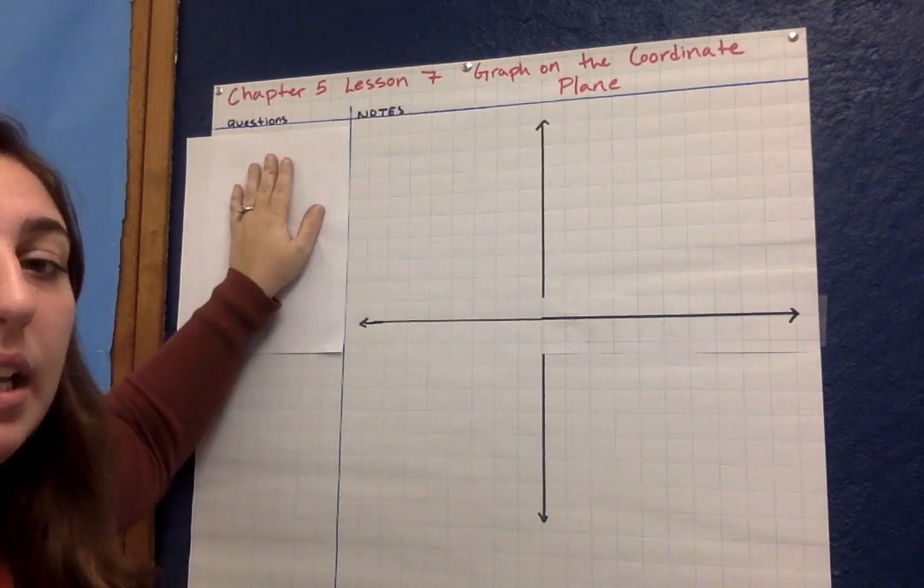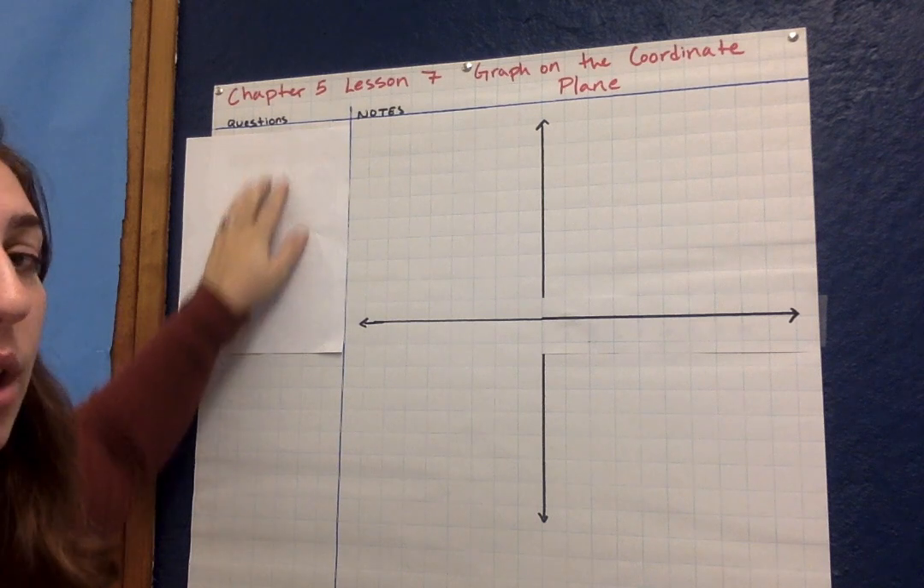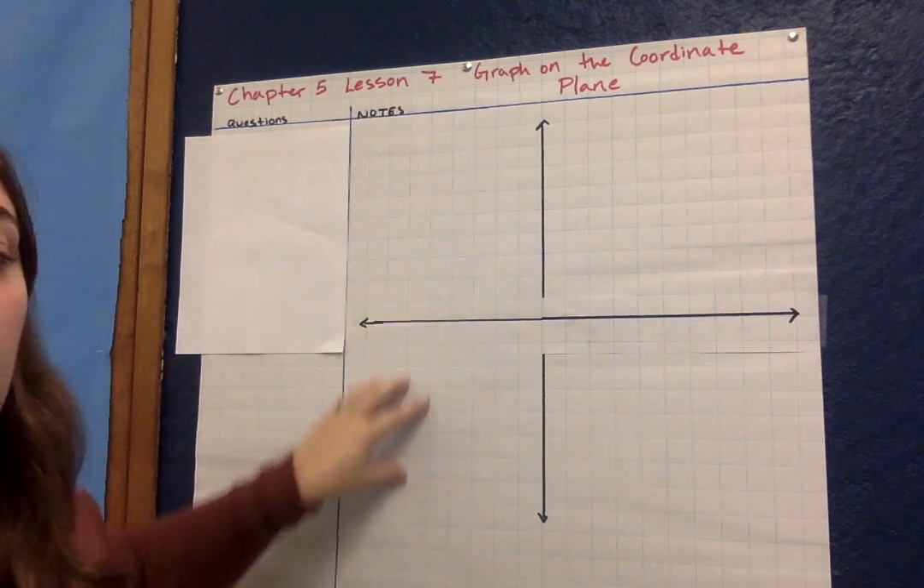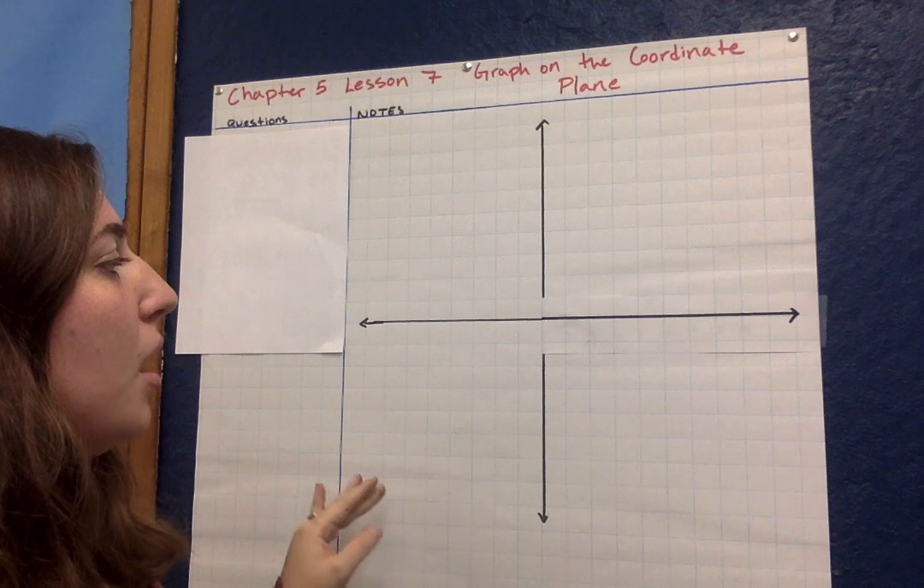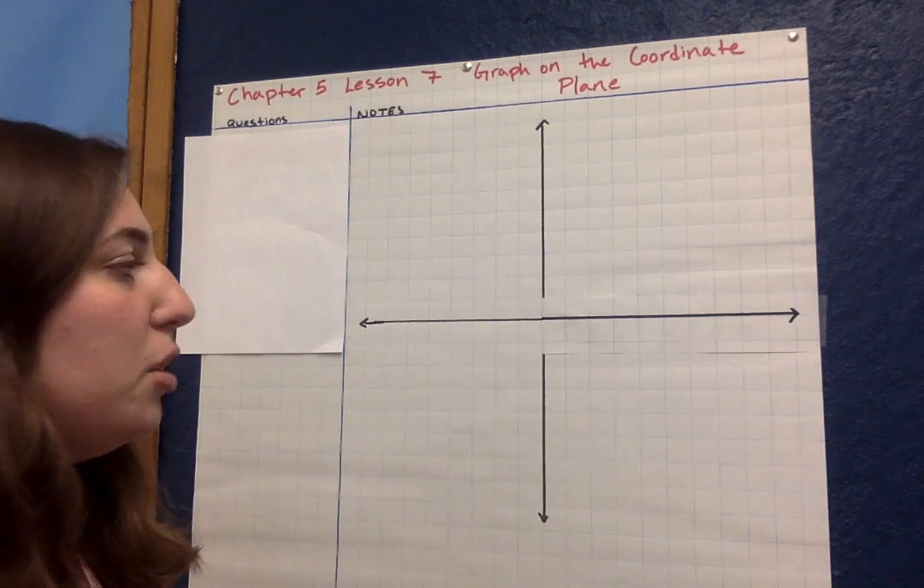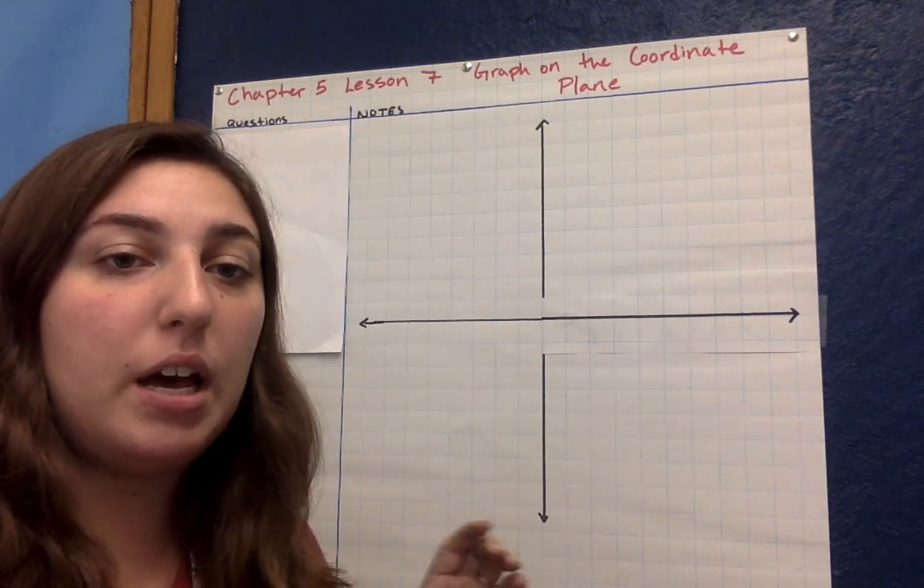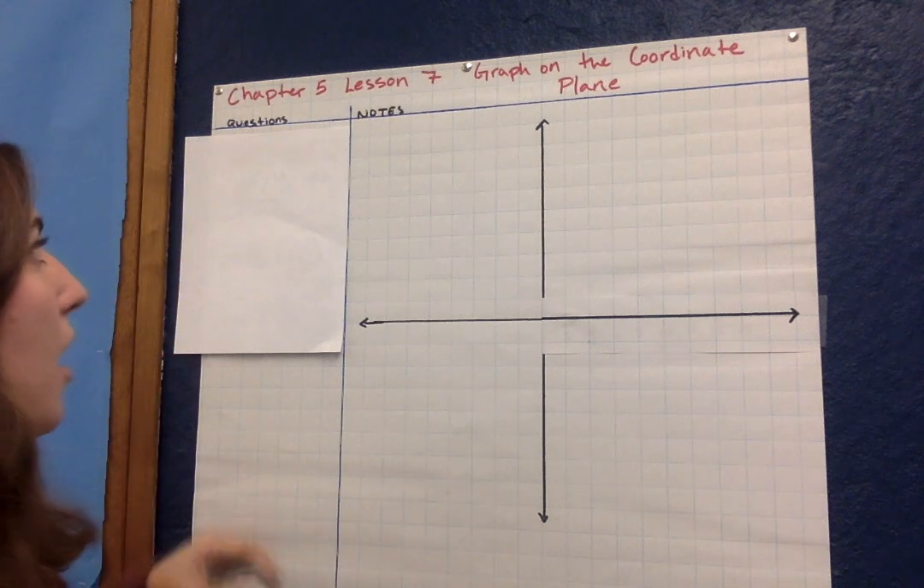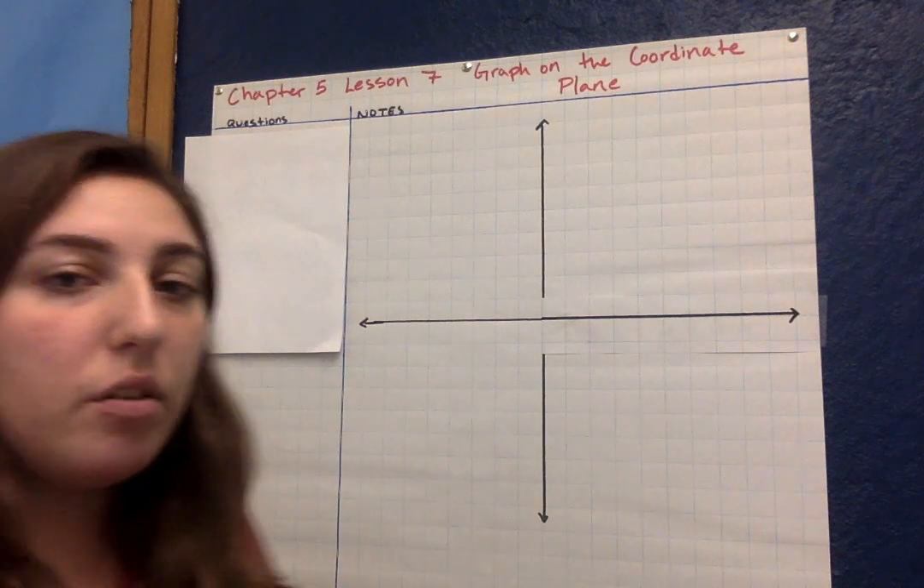And remember, we are taking focus notes. So we've got the questions on this side and we've got the notes on this side. So by the end of this lesson, you should be able to graph an ordered pair on a coordinate plane, okay?